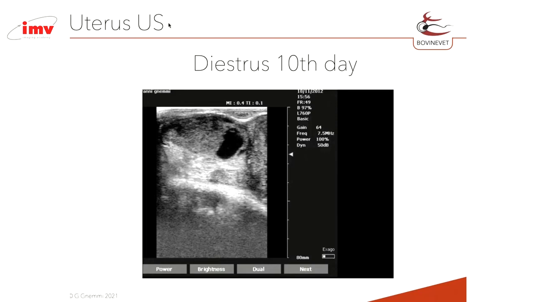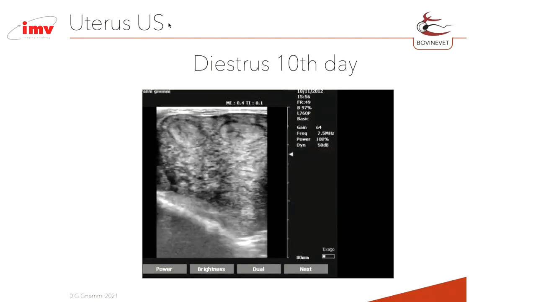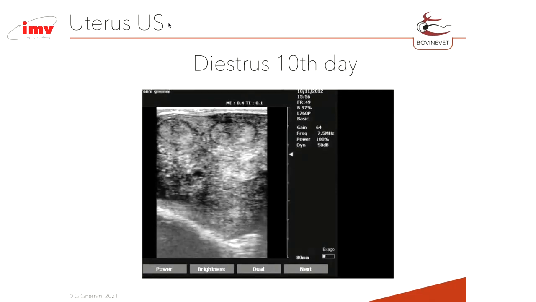At day 10, the dominant follicle of the first follicular wave has arrived at its maximum size. So we are speaking of follicles between 17, 18 up to 20 millimeters. We have a very big corpus luteum, 18, 20, 22 millimeters, and the thickness of endometrium and myometrium is the same. In this case, you have seen a very big cavitary CL with a big cavity.